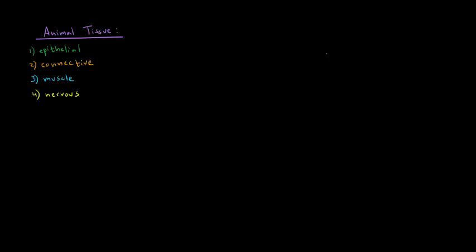There are 4 different types of animal tissue that are all made up of eukaryotic cells: epithelial tissue, connective tissue, muscle tissue, and nervous tissue. In this video, we're going to talk about epithelial tissue and connective tissue.